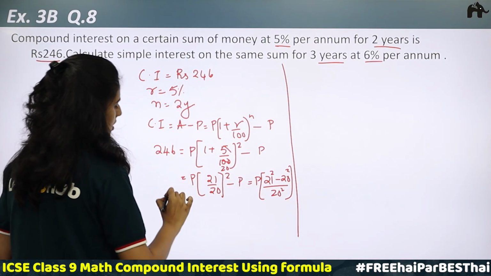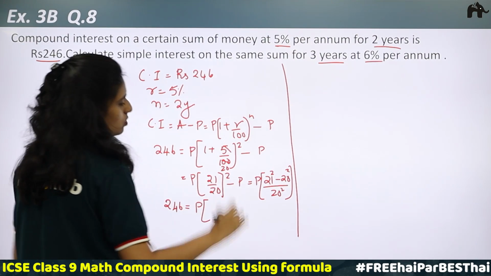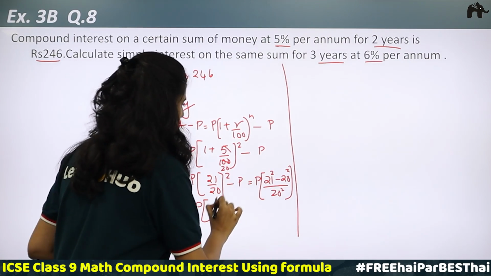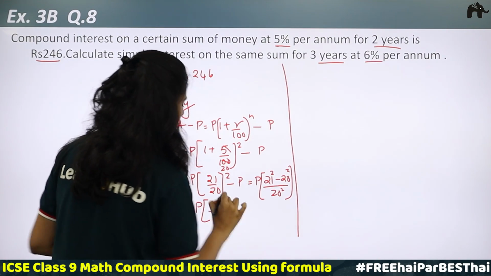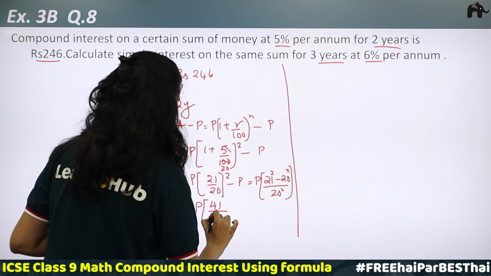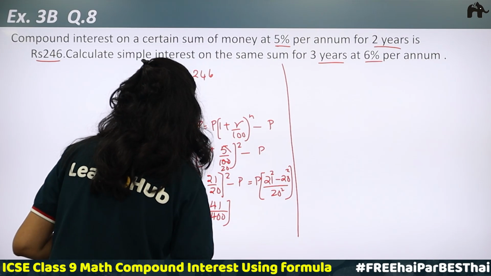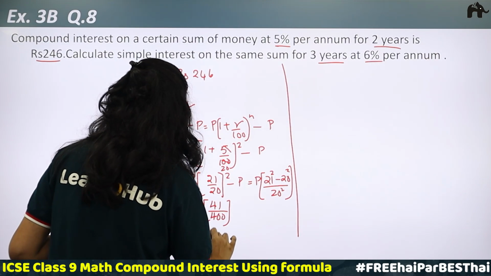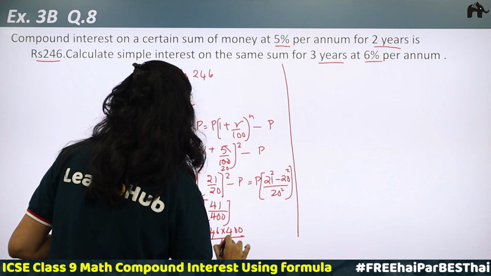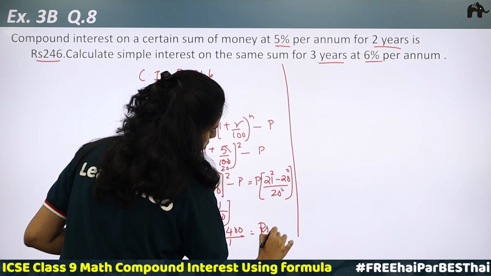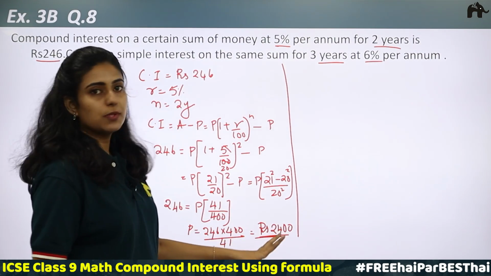So when you solve this, you will be getting 246 is equal to P into 21 square is 441 minus 20 square is 400. So 41 divided by 20 square, which is 400. So from this you can find the P value. P value will be equal to 246 into 400 divided by 41. So that is rupees 2400. Okay, you will be getting P is equal to rupees 2400.